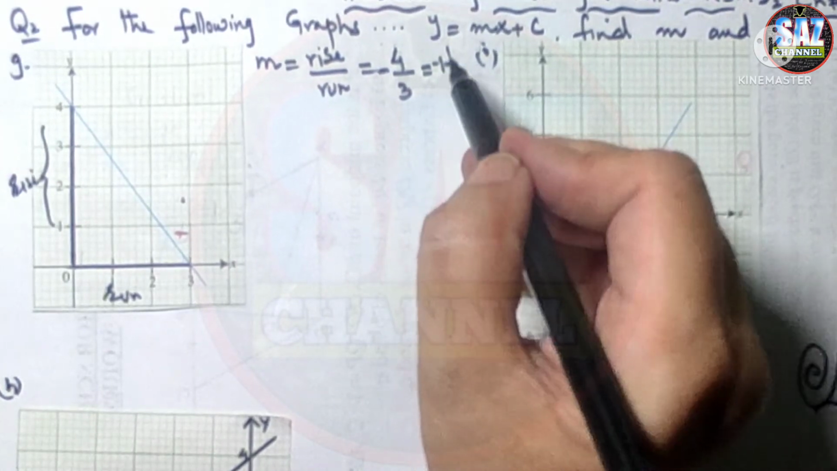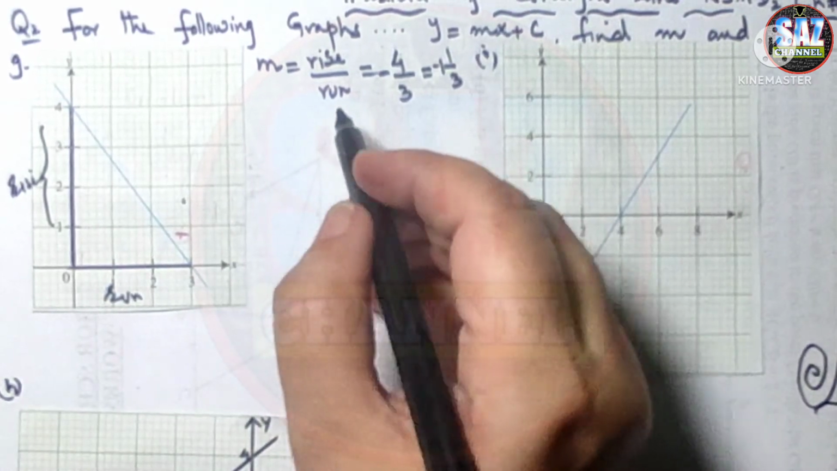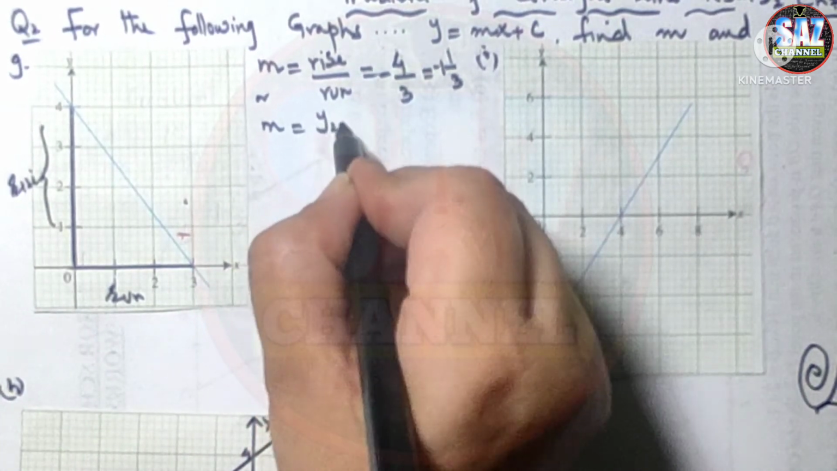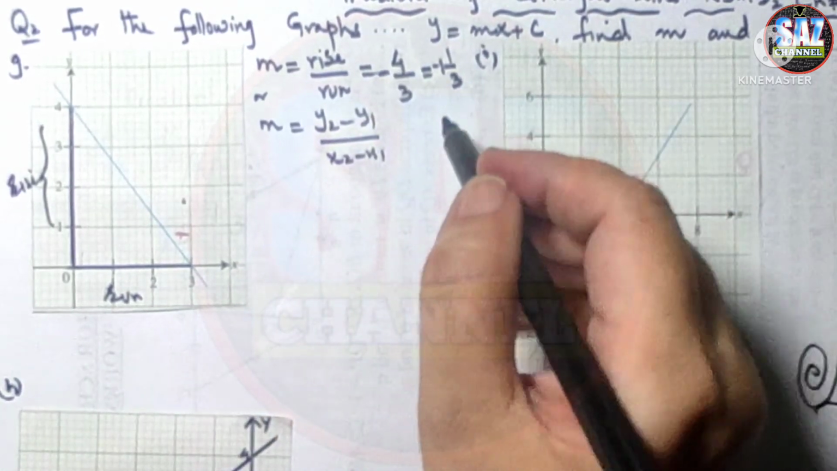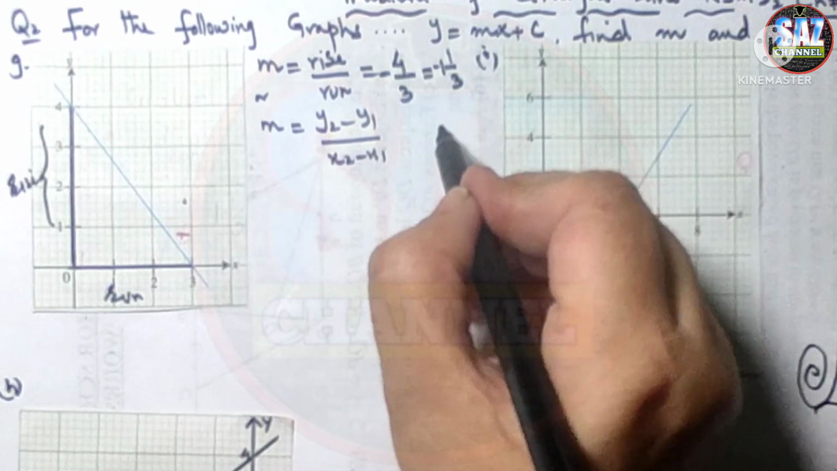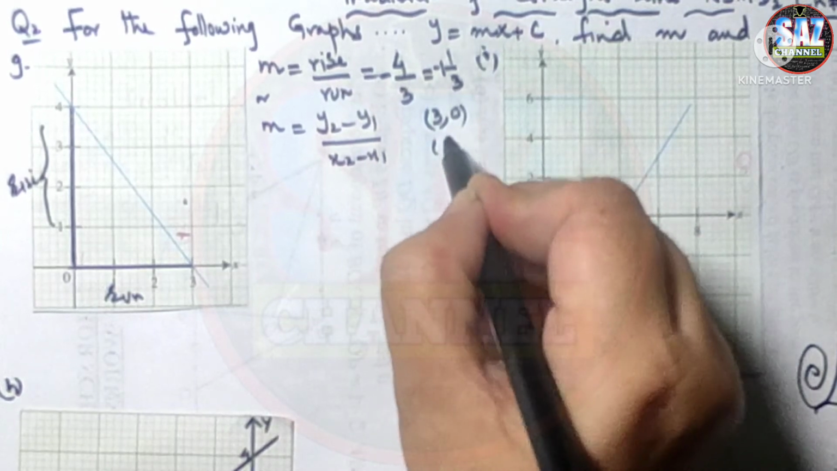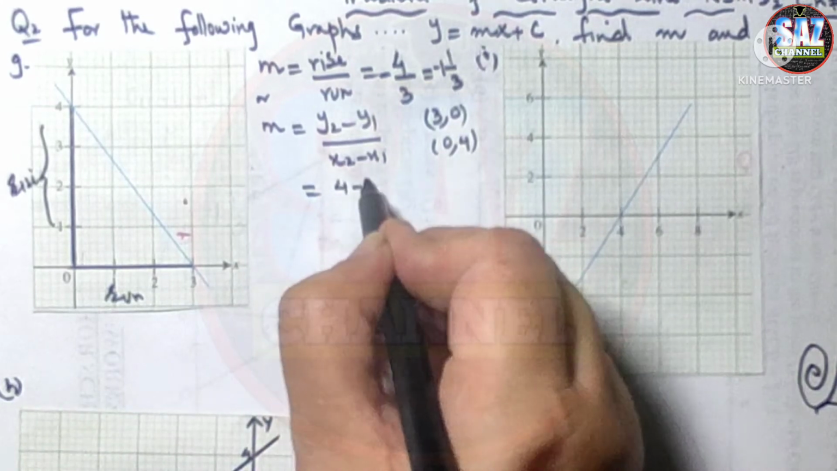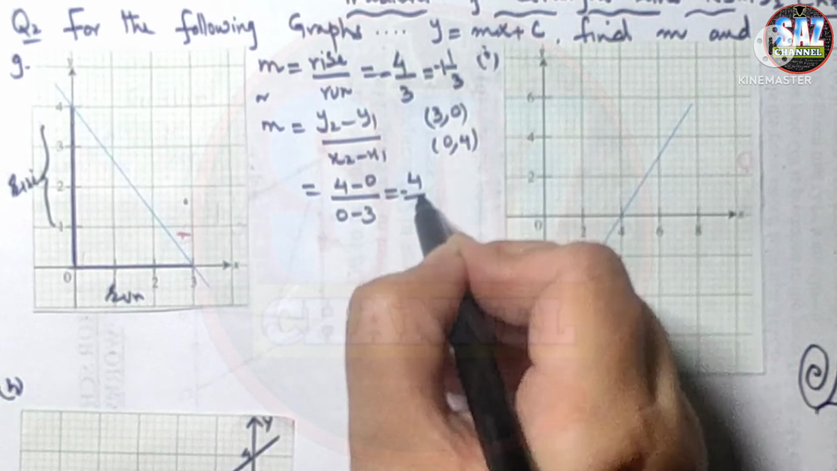1/3 or 1.3. And if we apply the concept of gradient with the help of the formula for two points, m equals y2 minus y1 upon x2 minus x1. We can take any two points like 3 and 0 and 0 with 4. y2 minus y1, 4 minus 0 upon 0 minus 3, which is equal to 4 upon 3.